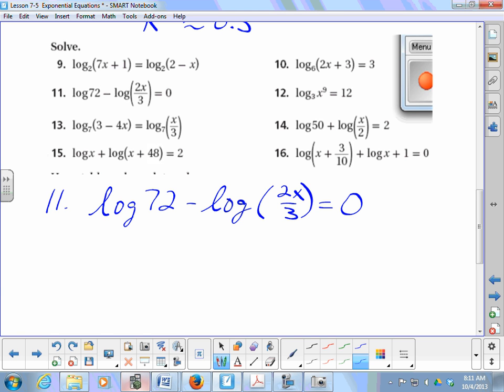One thing I could do, because number 9 was so nice, because I had the same logs on both sides, and all I had to do was set those two pieces equal to each other. So I could add the log of 2x over 3 to both sides, and I would have that same situation. Or I could use the quotient property, which says that when I'm subtracting logs of the same base, I take these two things and I divide them. So you have both those options. So let me just show you what it would look like with both of those options then.